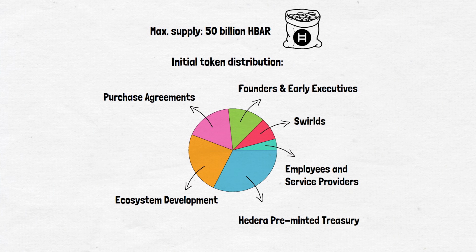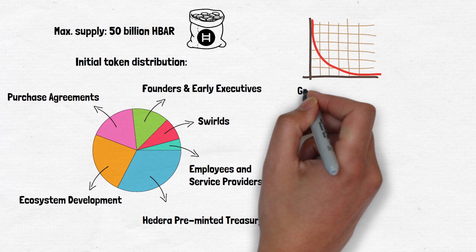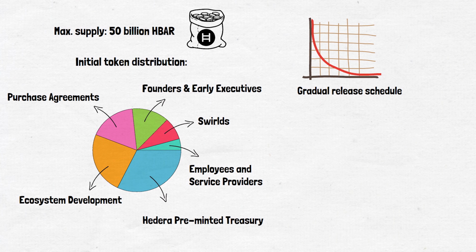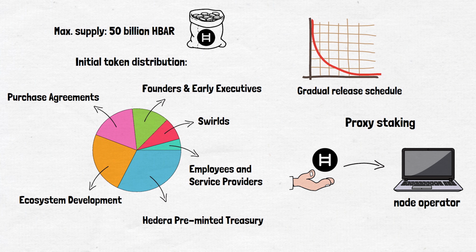Not all of these tokens are in circulation yet. There is a gradual release schedule to ensure the network grows sustainably. One interesting aspect of Hedera's tokenomics is the concept of proxy staking. This allows HBAR holders to stake their tokens to a node operator without actually transferring ownership. It's a way to participate in network security even if you don't want to run a node yourself.